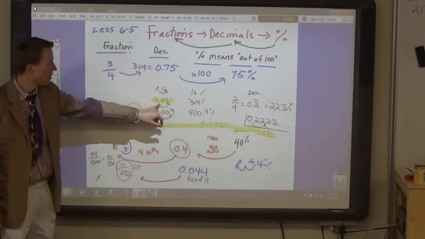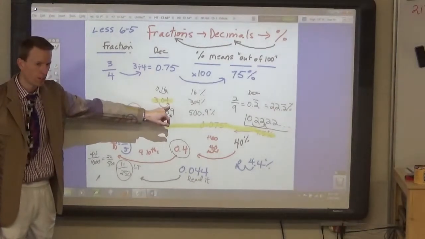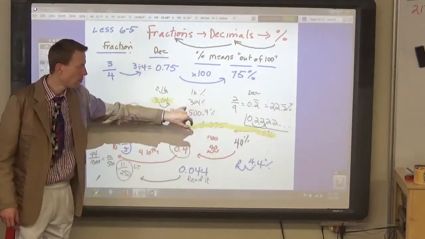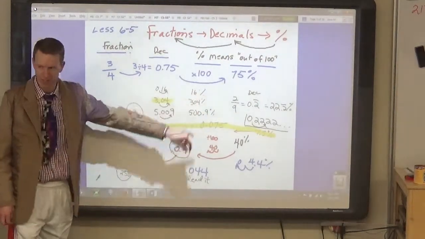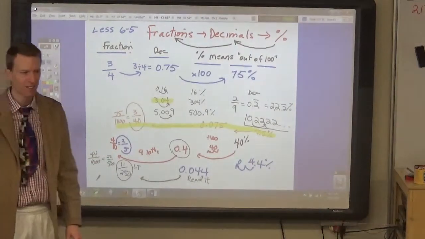Now, if you start with a decimal like this, 3.04, and you multiply that by 100, you get 304%. Is that even possible to have 304%? Can you have a percent that's over 100? No.